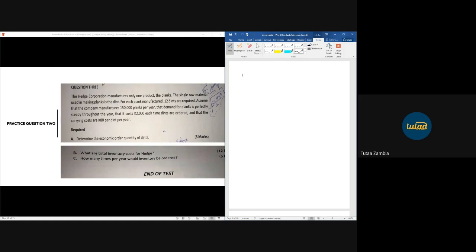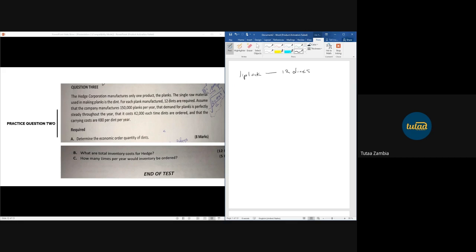Here it says the single raw material used in making planks is the dint, and for each plank manufactured, 12 dints are required. So we're going to start here by saying that for one plank, we need 12 dints. We're breaking down the question.